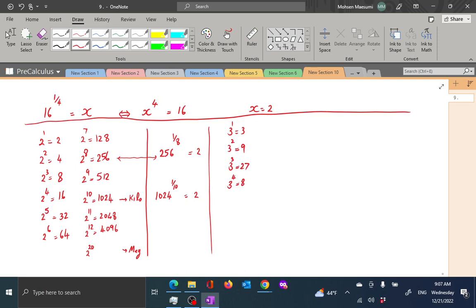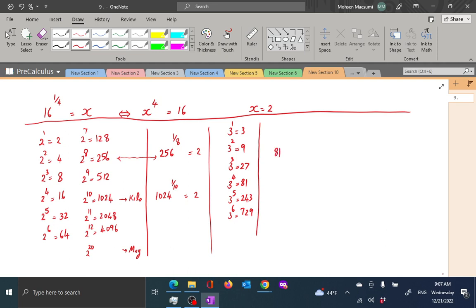4 to the power of 4 is 81. 5 is what, 243. 6 is 729. And then after that we are going to hit the 1000 category. Okay, what else? So let's do an exercise here as well.